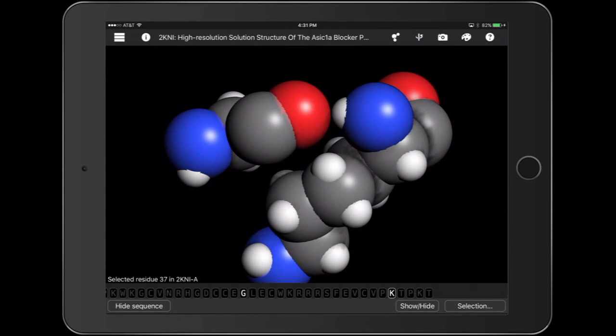Now what I want to do is figure out where these are located in the chain. So I touch each of the residues, and I see the number appear, and I get the chain location.